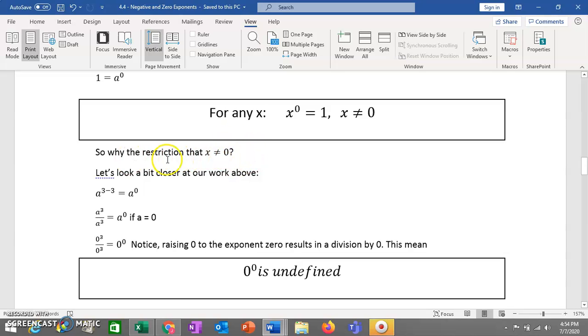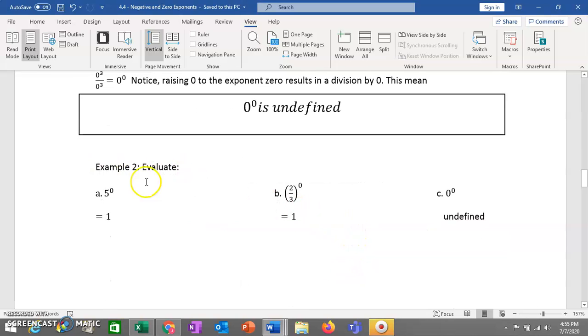So why will that happen? Again, if we use the same setup, once we get a to the 3 divided by a to the 3, you'll notice that if a is 0, then that gives you a 0 in your denominator. And you can't divide by 0. So anything to the exponent 0 is 1, except for 0. If you raise 0 to the exponent 0, you have basically undefined, right? You have no answer.